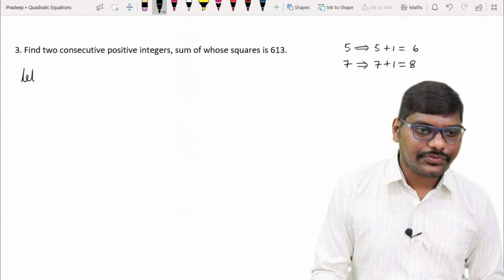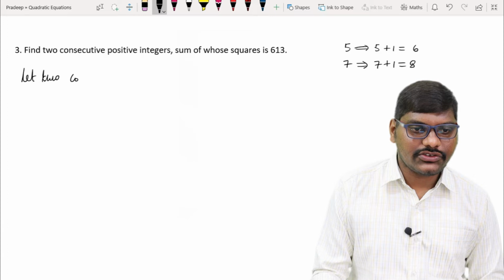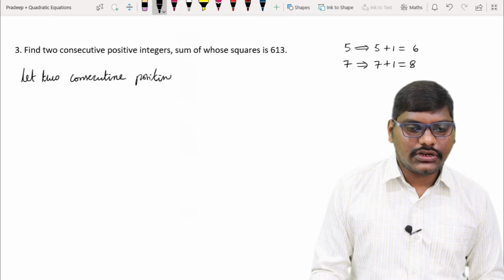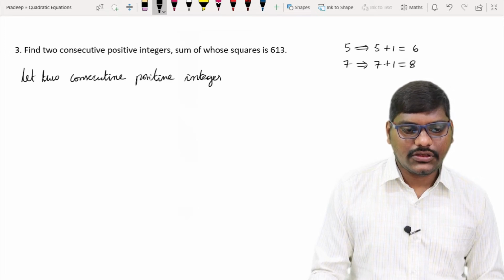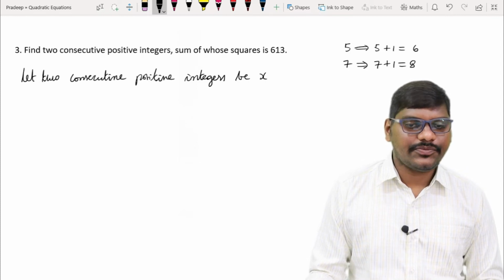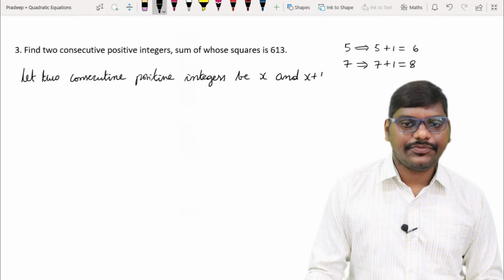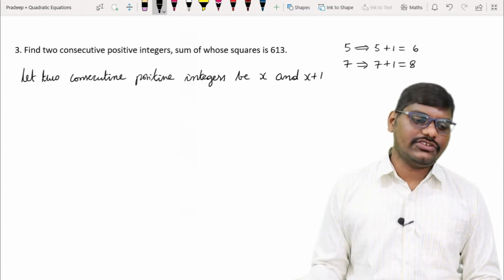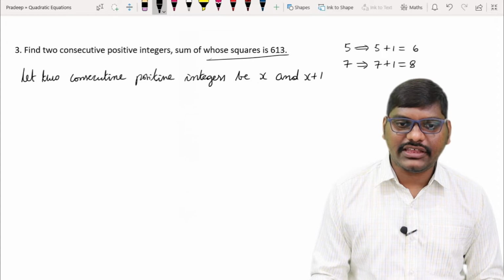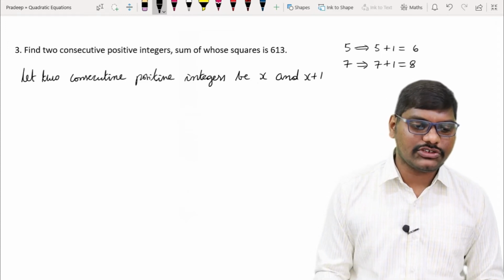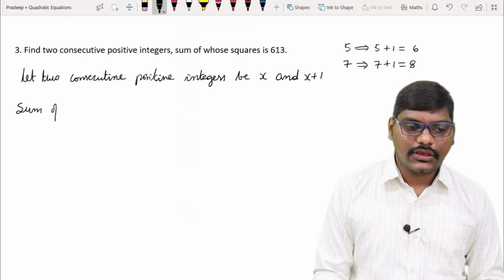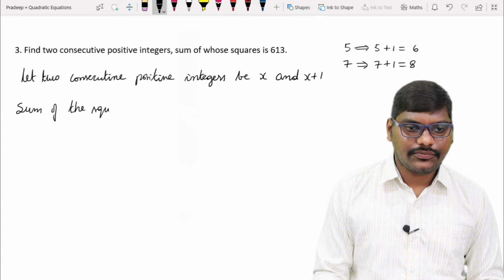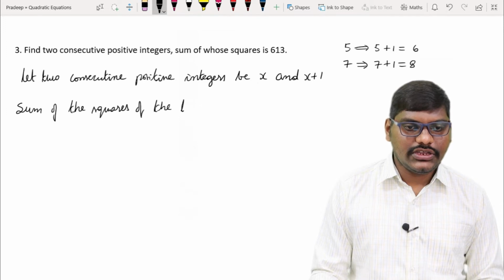I can write here, let two consecutive positive integers be, one I'll take as x, and the second one I can take as x plus 1, right? If one is x, the second should be x plus 1, they are consecutive integers. Alright, so now the sum and square they are saying. First we have to add and also square the numbers. So I can write here, sum of the squares of the integers.